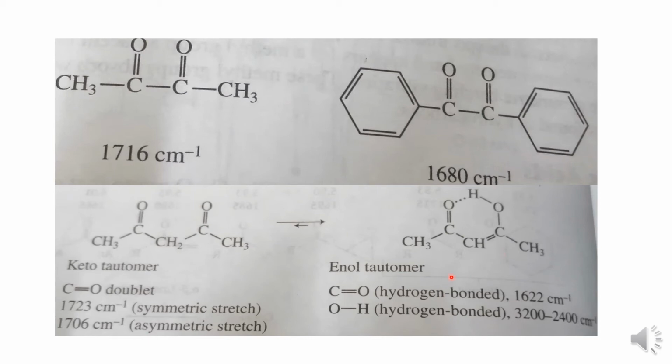That is, in the enol tautomer, there is one more IR band, which is due to the OH stretching frequency. This is in the range 3200 to 2400.